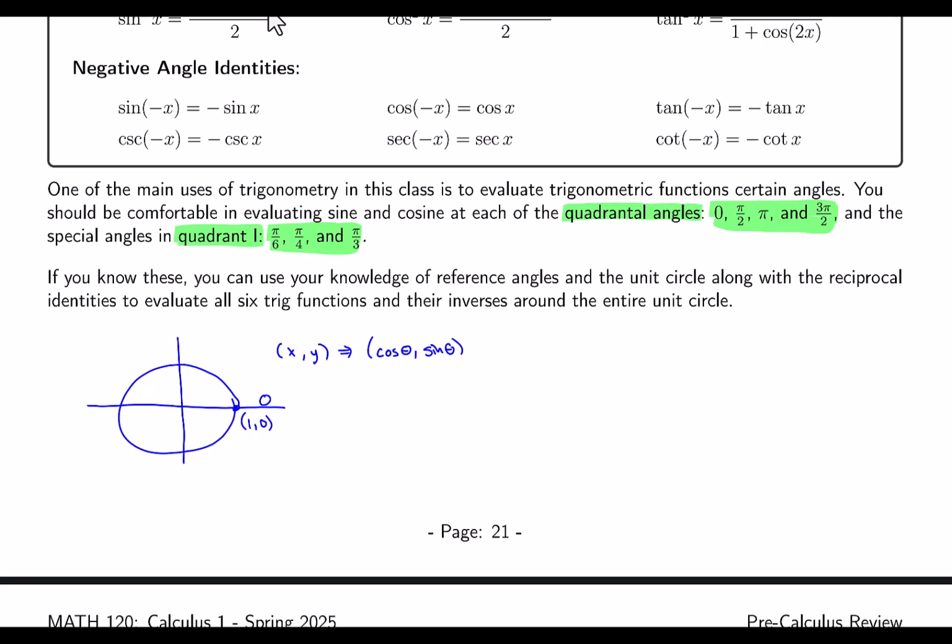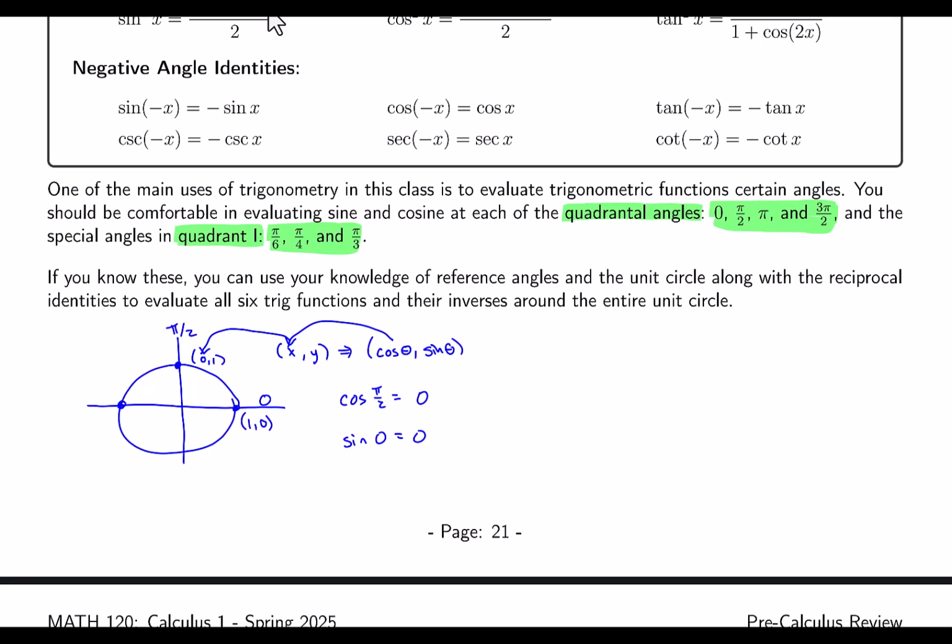That would be its xy coordinate. This point right here would be at (0, 1). That's its xy coordinate, and of course, it's pi over 2. So I could say cosine of pi over 2 is the x coordinate of the point on the unit circle at pi over 2, which would be 0. All right, sine of 0, well, that would be 0.